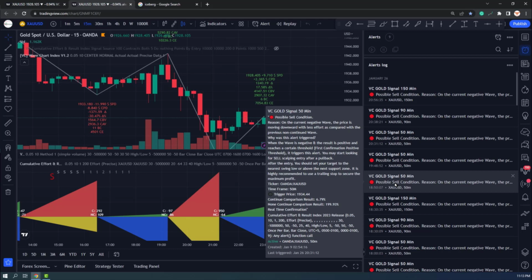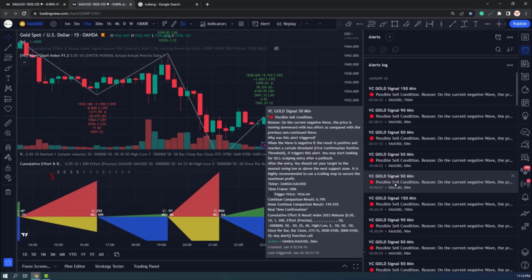With each alert, you can see it also shows the time frame, the ticker, the trigger price, the continue comparison results, and the non-continue comparison results. It also shows whether it belongs to real time, first confirmation, or second confirmation, and additionally all the settings that you have already put. So each alert is already self-explanatory. So how to use these alerts?